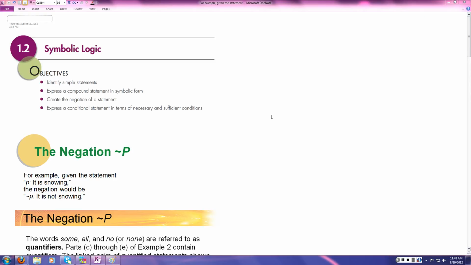So this lecture is over 1.2, Symbolic Logic, and I decided to mix it up a little bit. Instead of using the PowerPoint, I'm going to put it in OneNote and kind of go through the PowerPoint. So not every slide that's on the PowerPoint will be on OneNote, but the slides that I cut were stuff that you could read and hopefully understand as we go.